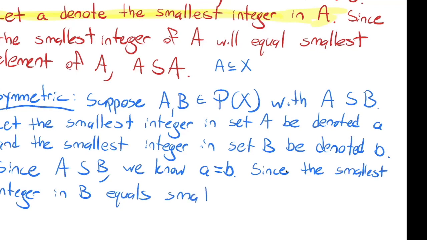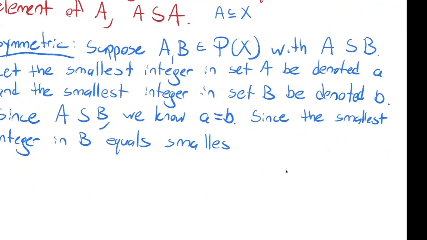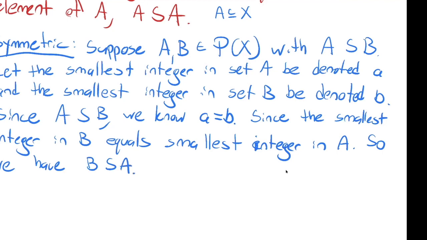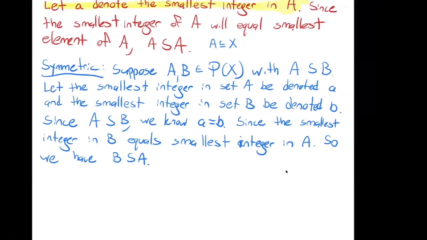I didn't necessarily need to give these smallest integers any special notation, but all we're saying here is that the smallest element of A equals the smallest element of B. Therefore, the smallest element of B equals the smallest element, which is an integer, in A. So that tells us that B is related to A. Any questions?